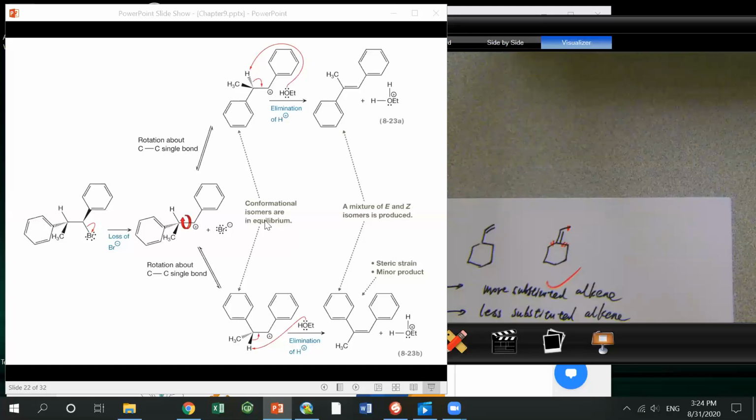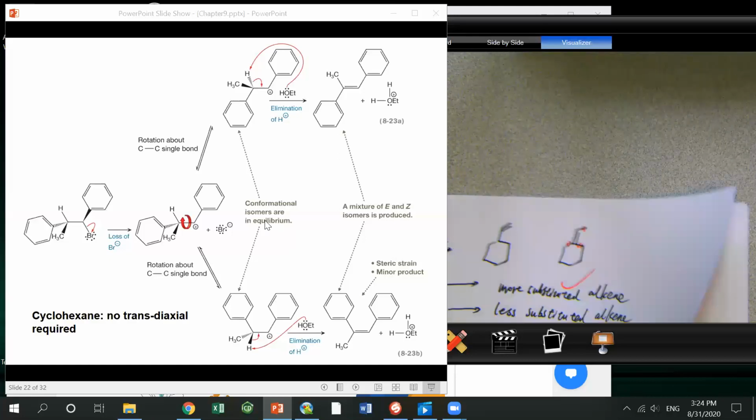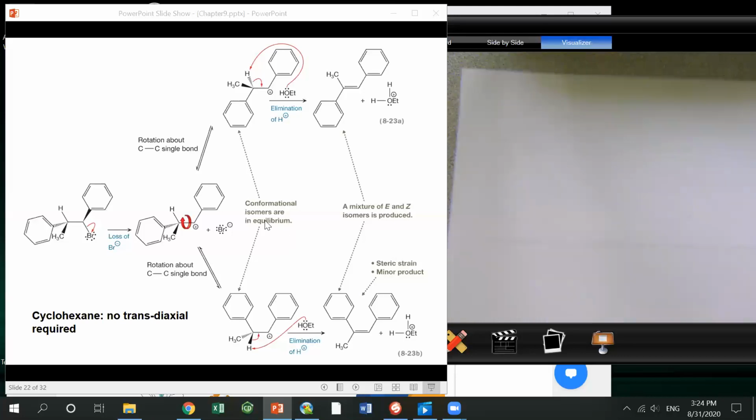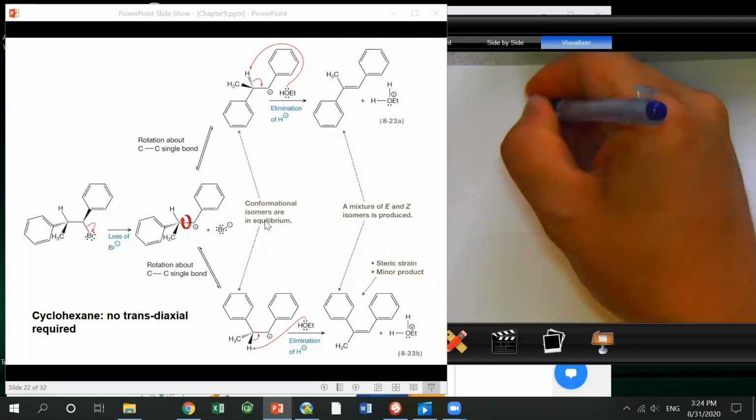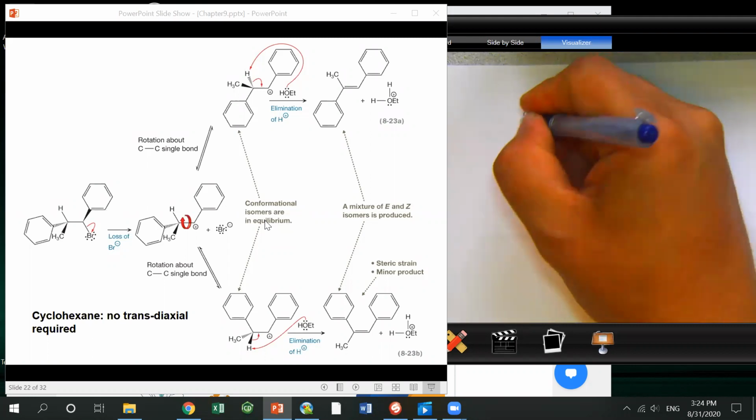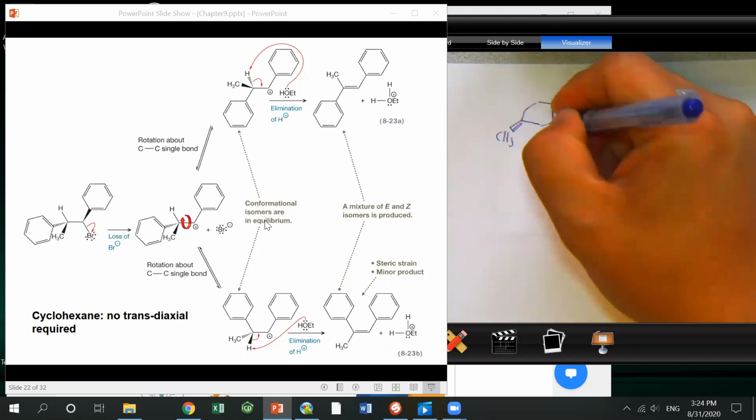All right, and then remember also E2 elimination. I said for cyclohexane derivatives, it has to be trans-diaxial elimination, trans-diaxial elimination. But there is no such requirement for the E1 elimination. So for any other beta hydrogen, you can do E1 elimination. So I give you an example here, this one.